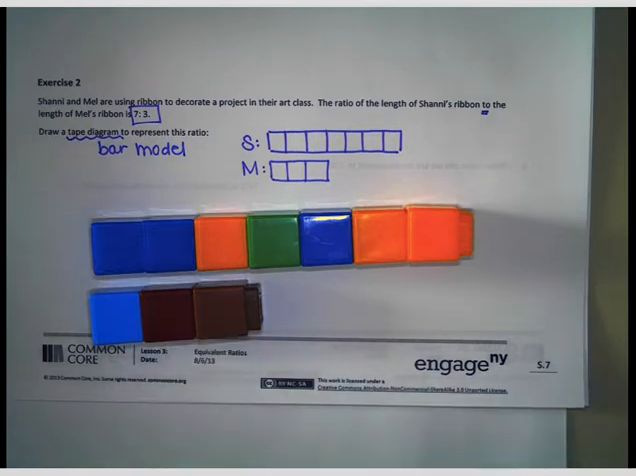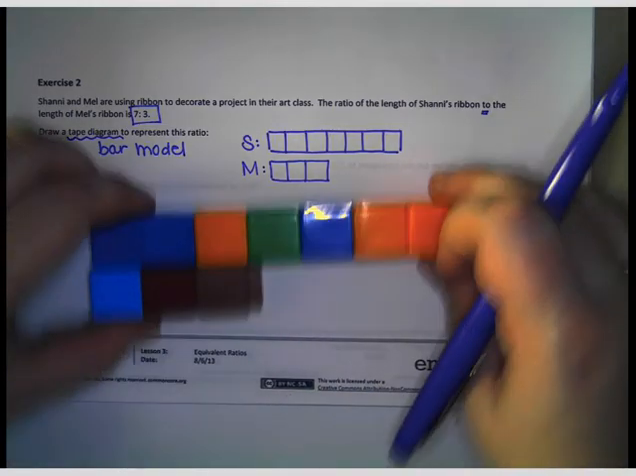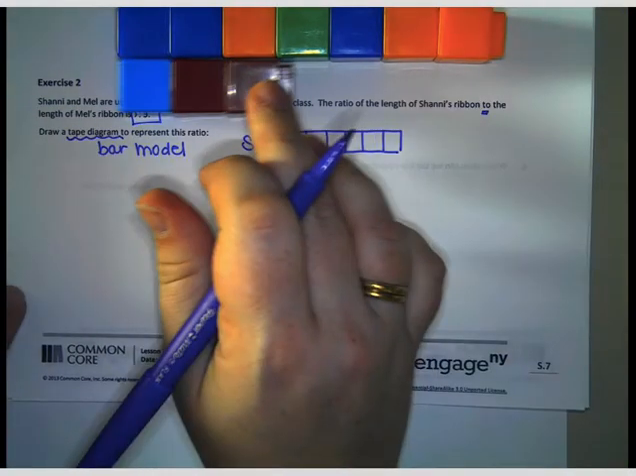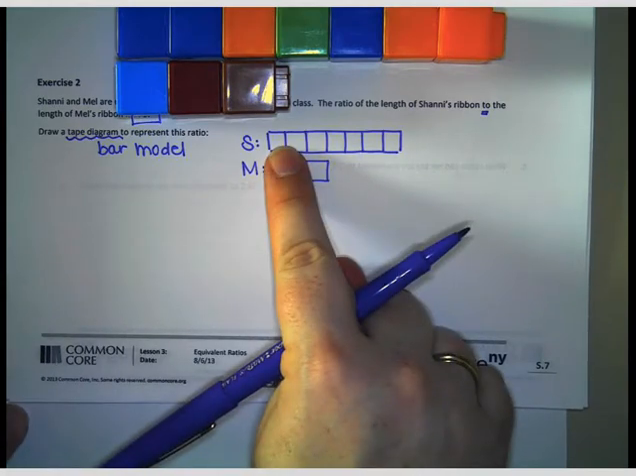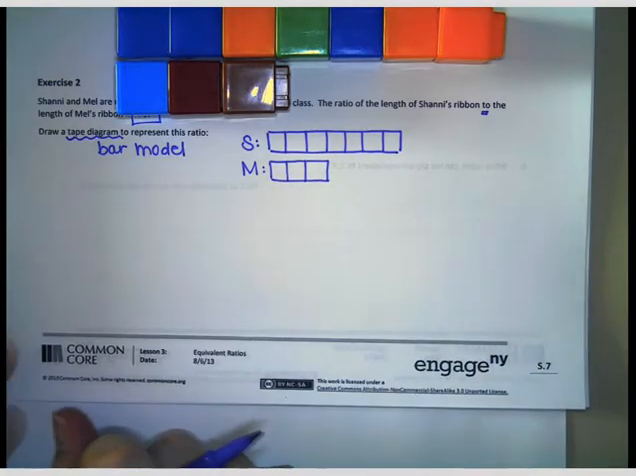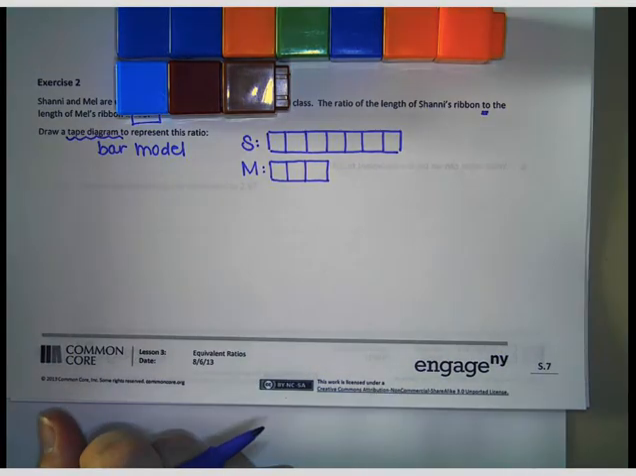Now, we have drawn our tape model. But what I want to talk about is some equivalent ratios that go along with this. So let's say that Shani and Mel were measuring their ribbon in inches. Okay? And let's say that every square in our tape model, which is the same as every cube in our bar model, was equal to 1 inch of ribbon.